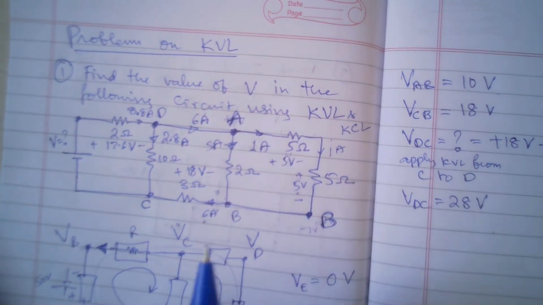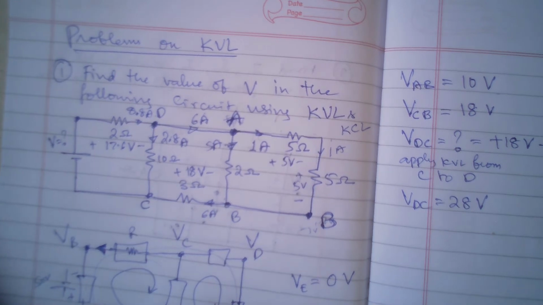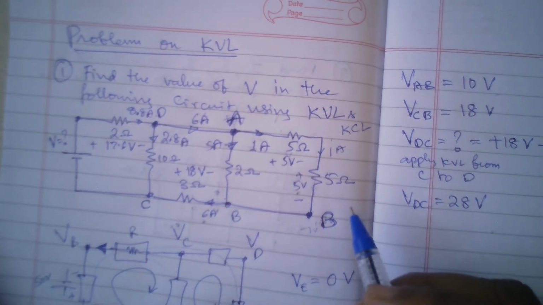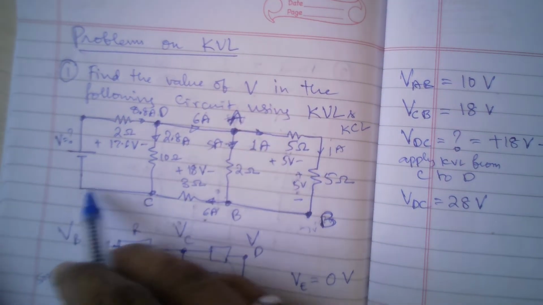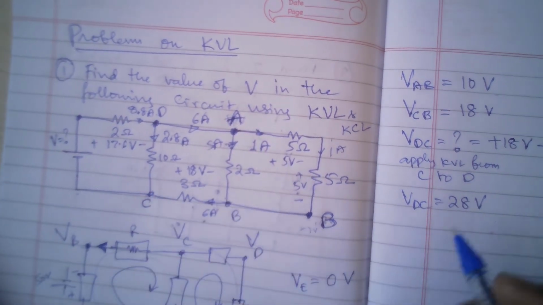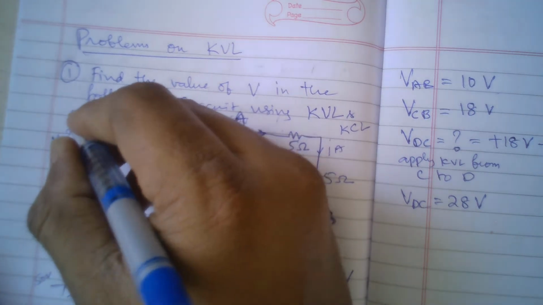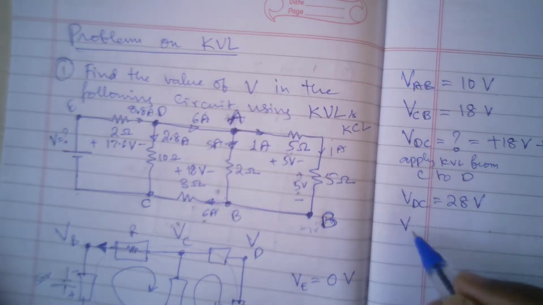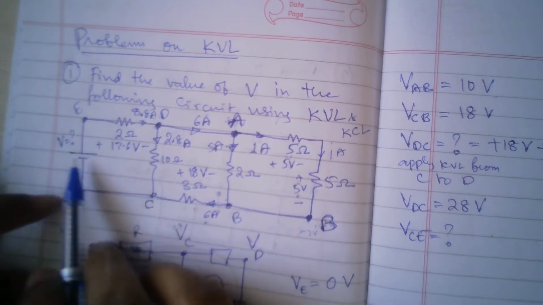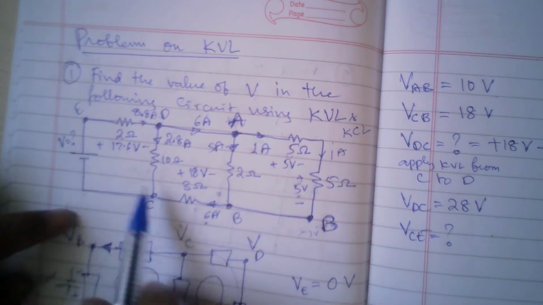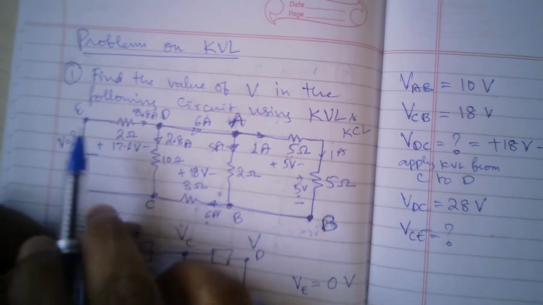I'm just giving the sign so that you can understand it. Now finally I want to calculate the voltage of this point with respect to C. Let's say E here, VCE. The voltage of the battery is nothing but VCE. So I can take the route from C to E.